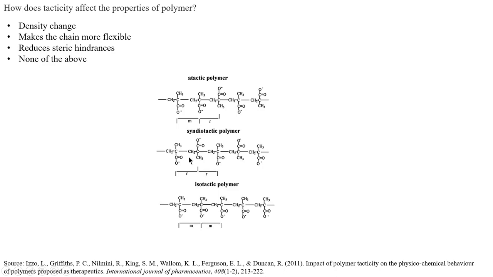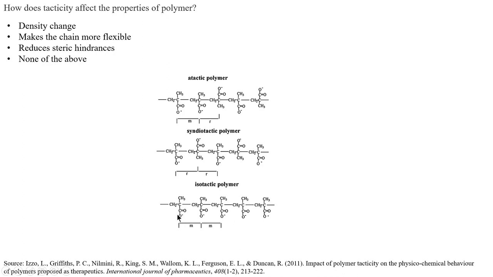Next, we come to the syndiotactic polymer. In syndiotactic polymer, what happens is you can see that the C double bond O minus groups are arranged in exactly alternating fashion. One is on the left, other is on the right, left, right, left. We can clearly see it's arranged in that way. And this is called the syndiotactic polymer. Next, we come to the isotactic polymer. In isotactic polymer, all the functional groups are present on a single side.